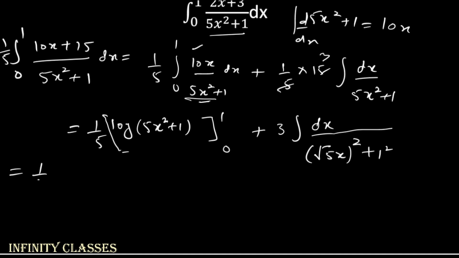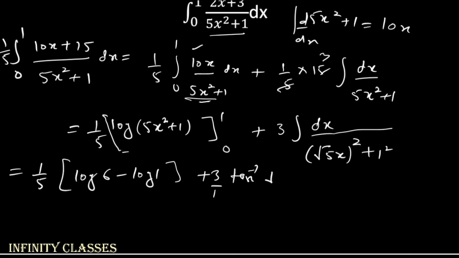So here is 1 upon 5. Upper limit, it means log 5 plus 1, it is 6, minus log 1. Now log 5 and upper limit 1, 5 plus 1, and here is 0 and 1. This one plus 3, we will use here 1 upon a is 1, tan inverse x upon a is 1, and divide by the coefficient of x, which is 5, and use in limit 0 to 1. So here is 0 to 1.